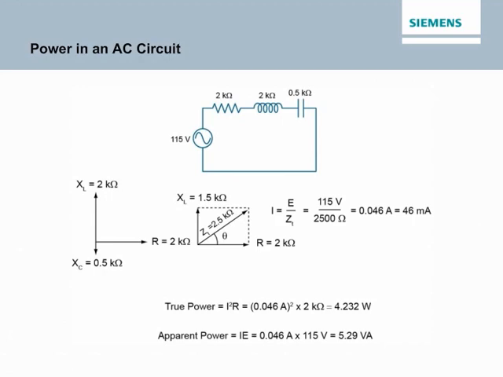The vector sum of true power and reactive power is called apparent power. Apparent power is also equal to the total current multiplied by the applied voltage. The unit for apparent power is the volt ampere, or VA.